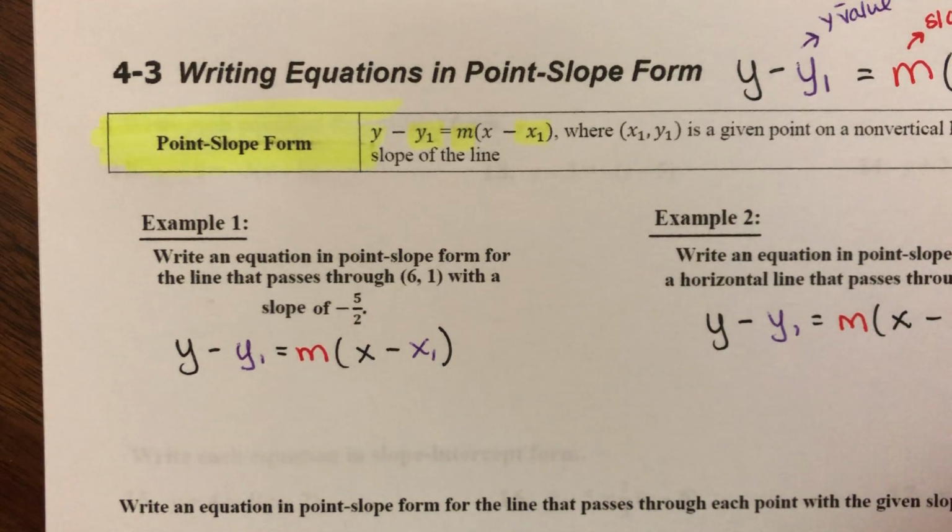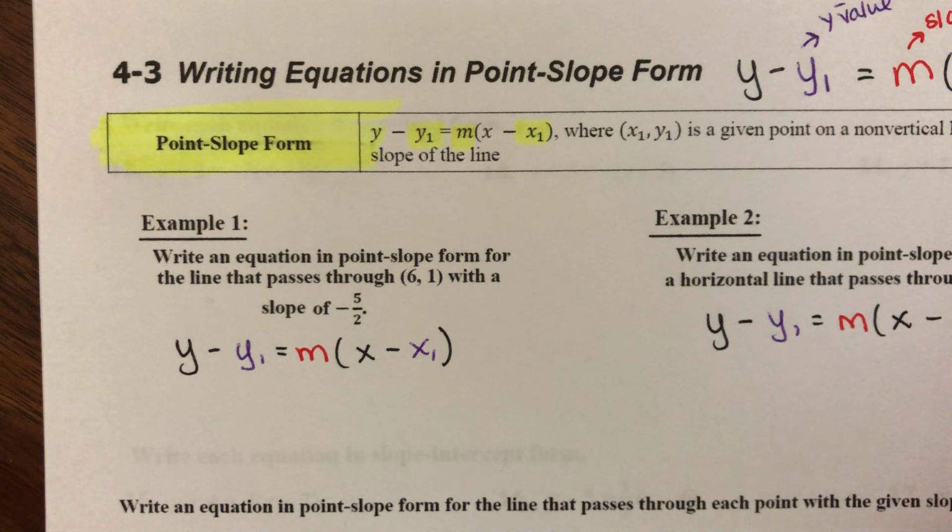This is Chapter 4, Lesson 3, writing equations in point-slope form. So there are three different ways you can write a linear equation. You can write it in standard form, ax plus by equals c. We've gone over that previously.